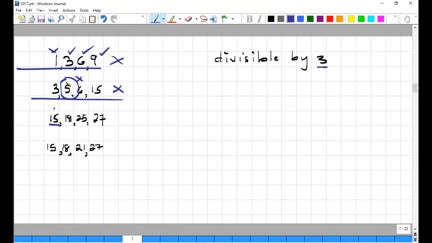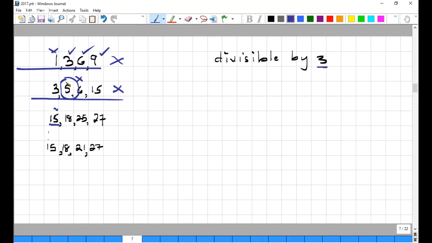Sir, I got the answer. What's the answer? Sir, 15, 18, 21, and 27. What rule can we use? What's the divisibility rule for 3? Sir, the sum of the digits must be divisible by 3. The sum of the digits must be divisible by 3.